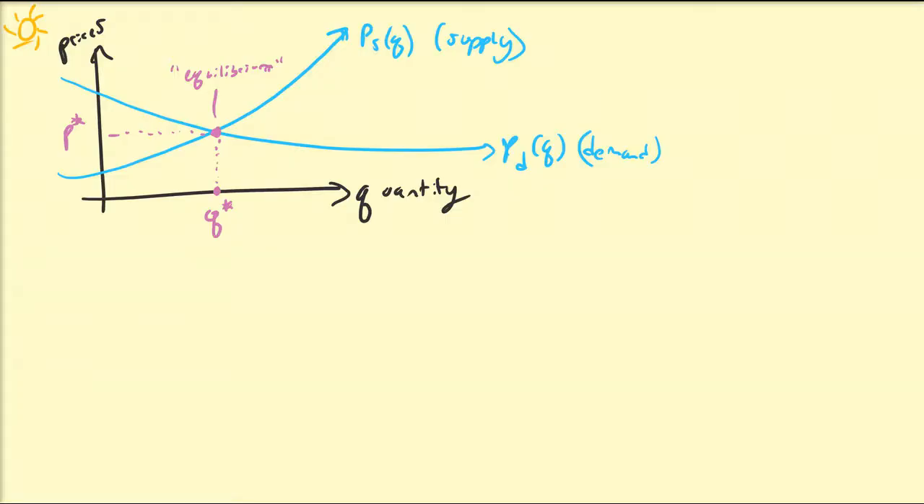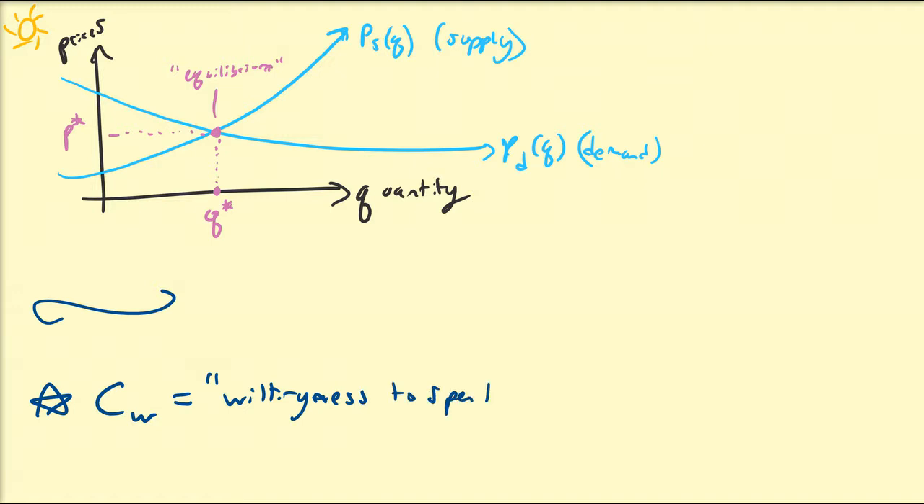We're going to begin by defining a couple terms that we're going to be calculating. The first term I'm going to abbreviate simply by CW, and this is going to correspond to the willingness to spend for a consumer. And this is defined to be equal to the integral from 0 to Q star of the demand curve with respect to the quantity.